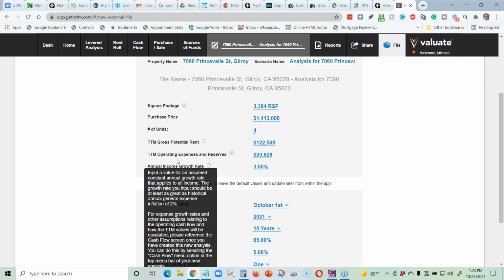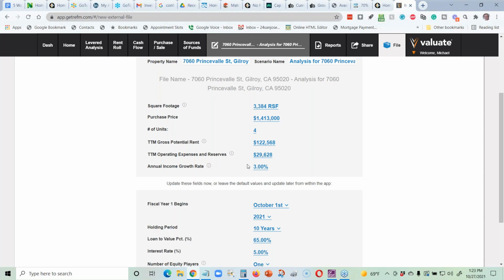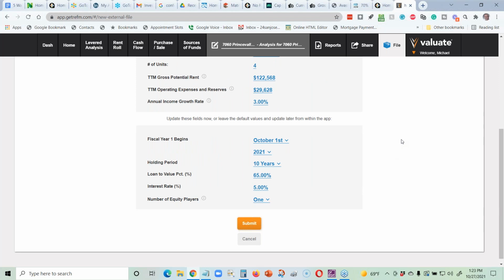That could vary. What is the annual percentage growth rate in terms of rents and things like that? I usually leave it for that. If we were going to be buying right away, and let's say November 1st or December 1st would be when we think we're going to close, which would be the beginning of our fiscal year. Holding period is something you have to talk to them about, right? How long are they planning on holding?